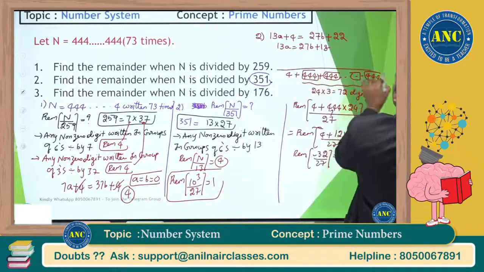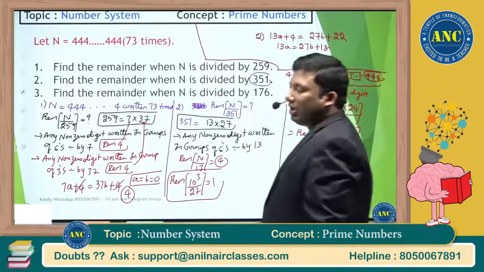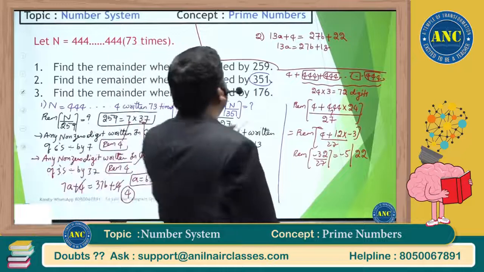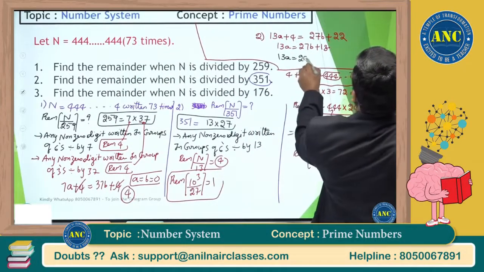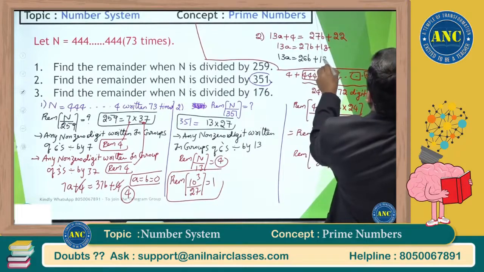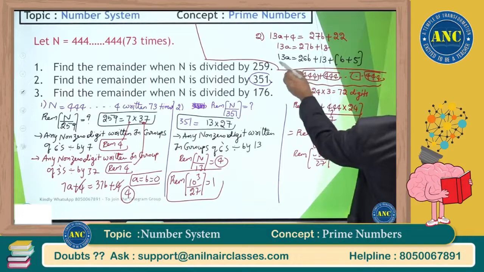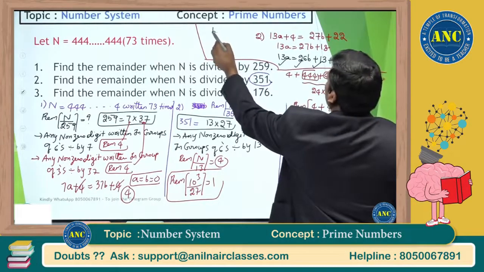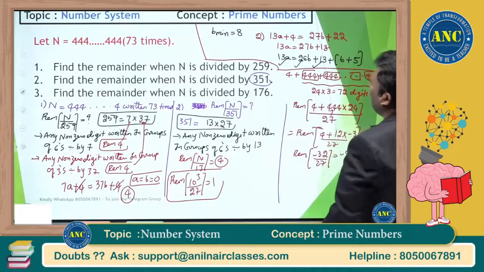So this can be written as 13A equivalent to 26B plus 13 plus B plus 5. These are divisible by 13, divisible by 13, divisible by 13. B minimum value is 8.